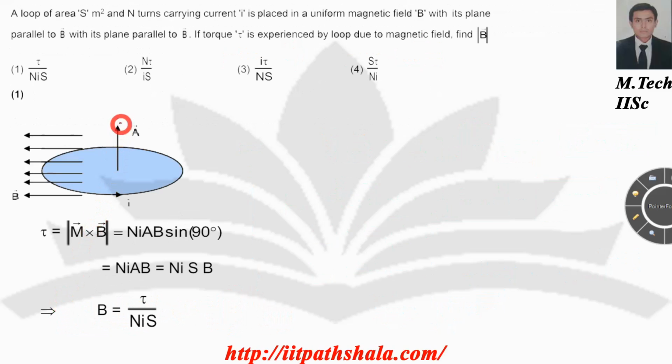Okay, let us look at the following question over here. You are given a loop which has area S, having n turns, carrying current I, and is placed in a uniform magnetic field with its plane parallel to the magnetic field. Now if this loop is experiencing a torque tau, you have to find the value of the magnetic field.